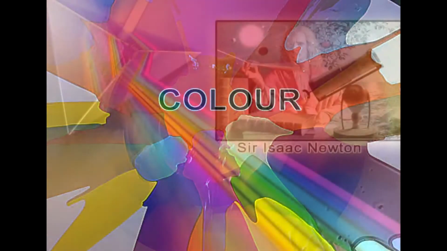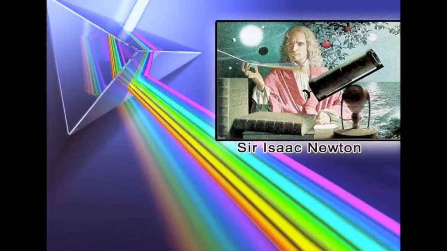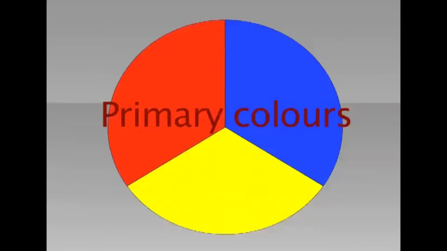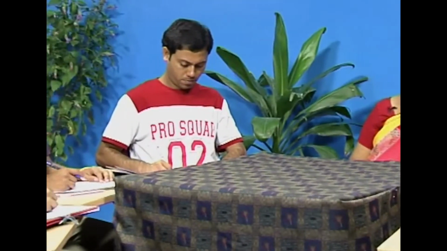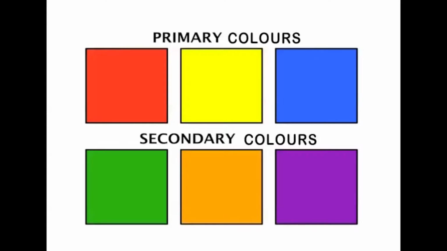In 1704, Sir Isaac Newton discovered that all the colors of the rainbow exist in light. The 3 primary colors are red, yellow and blue, and the 3 secondary colors are orange, green and violet. All the colors that fall between the primary and secondary are known as intermediate colors. All the intermediate colors can be produced by mixing a primary and a secondary color together.